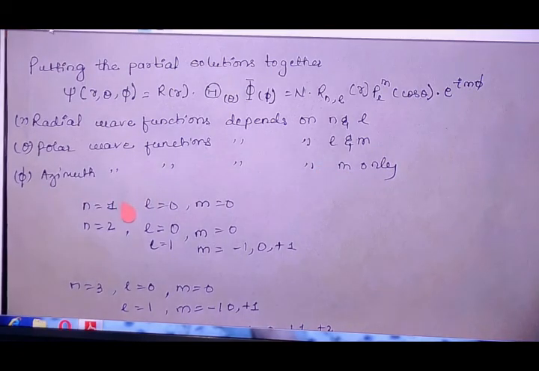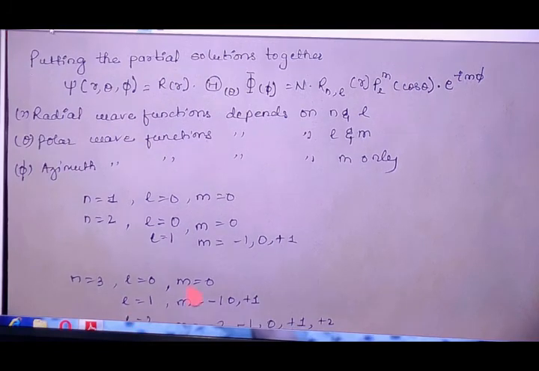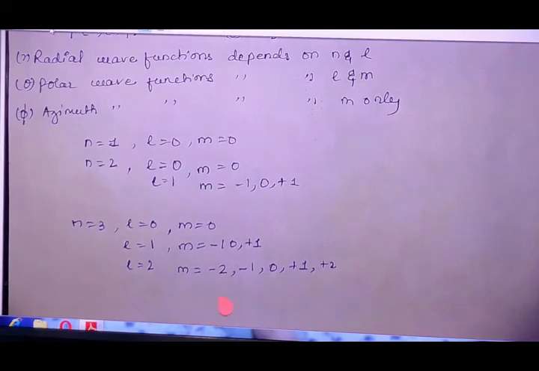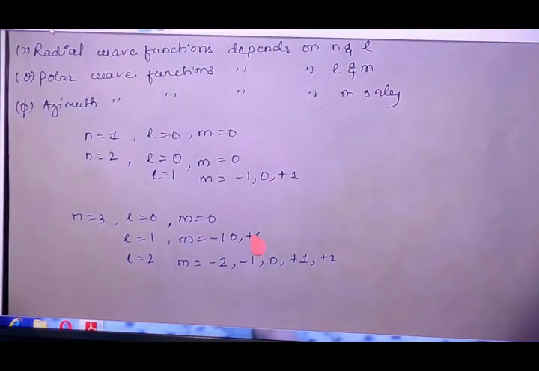Therefore, when n equals 1, l will be 0 and m will also be 0. When n equals 2, l will be 0 with m equals 0, and when l equals 1, m equals minus 1, 0, plus 1. Likewise, when n equals 3, l equals 0 with m equals 0, l equals 1 and m will be minus 1, 0, plus 1. And when l equals 2, m will be minus 2, minus 1, 0, plus 1, and plus 2.